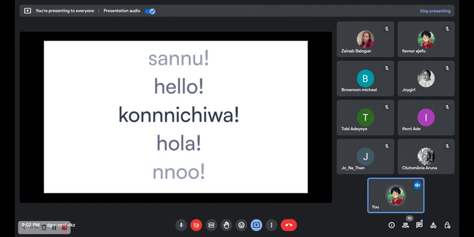The first one is Hausa, the second is English, third is Japanese, fourth is Spanish, and the final one is supposed to be Igbo, but the typeface I use does not really support the accents. They're supposed to be like two dots under the O. So you guys are gonna have to forgive me for that part.